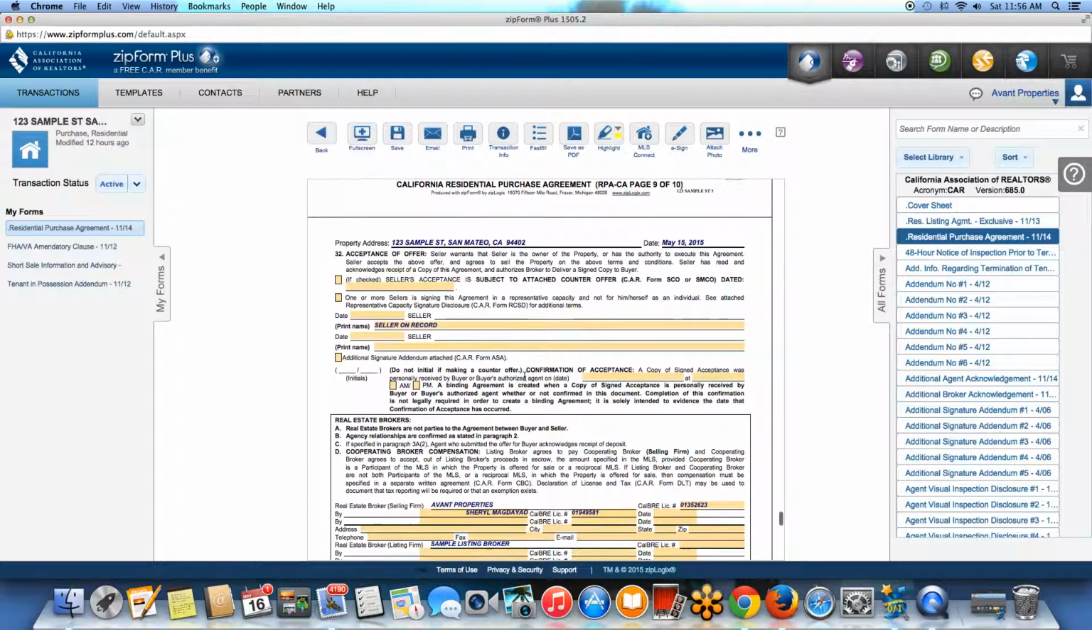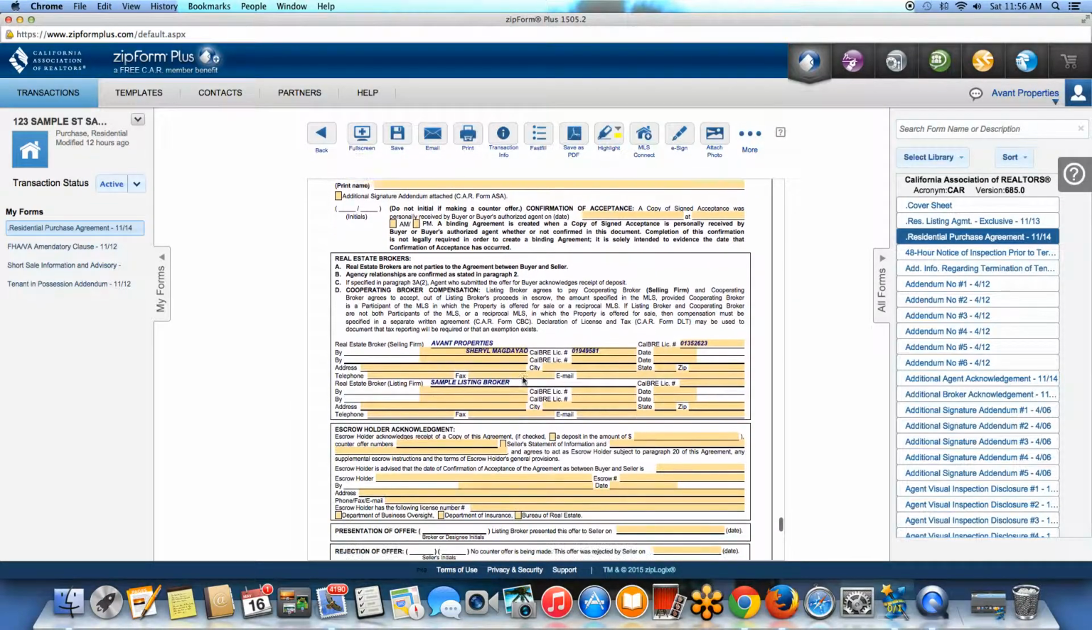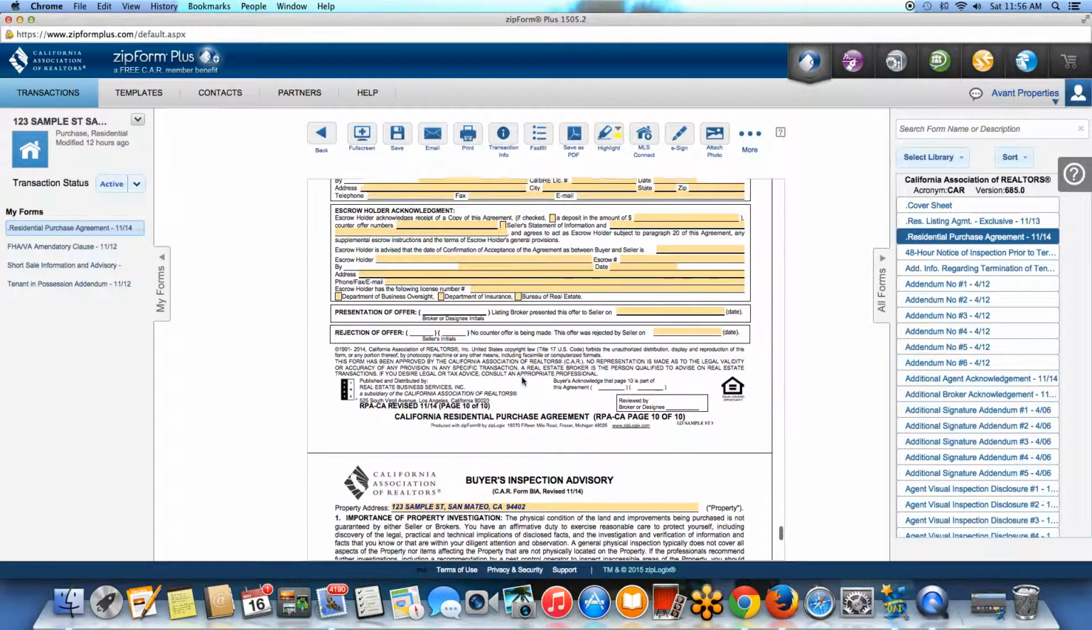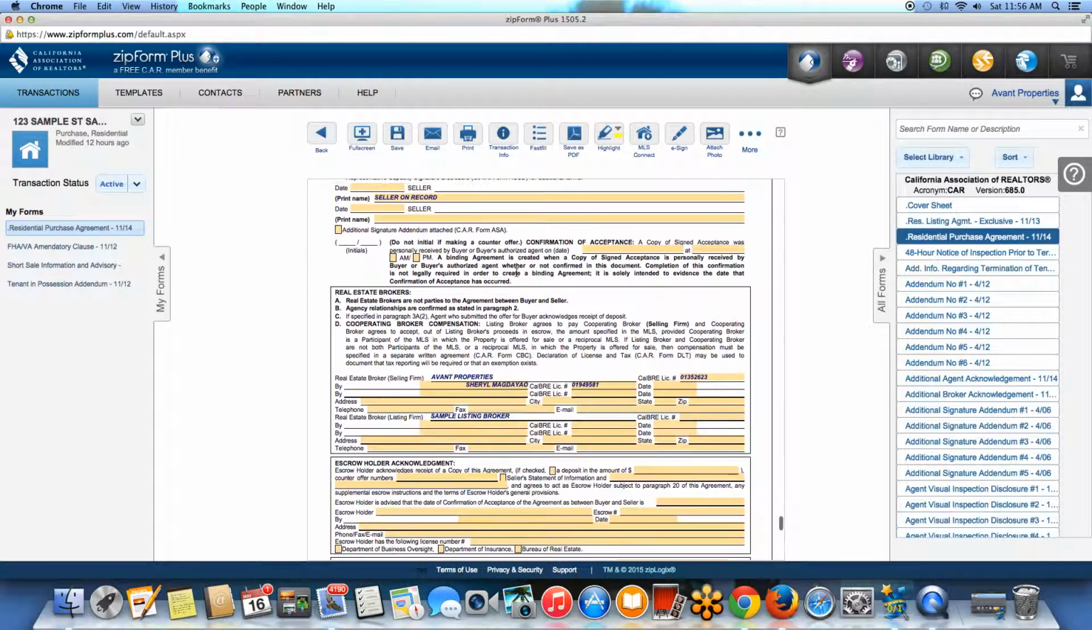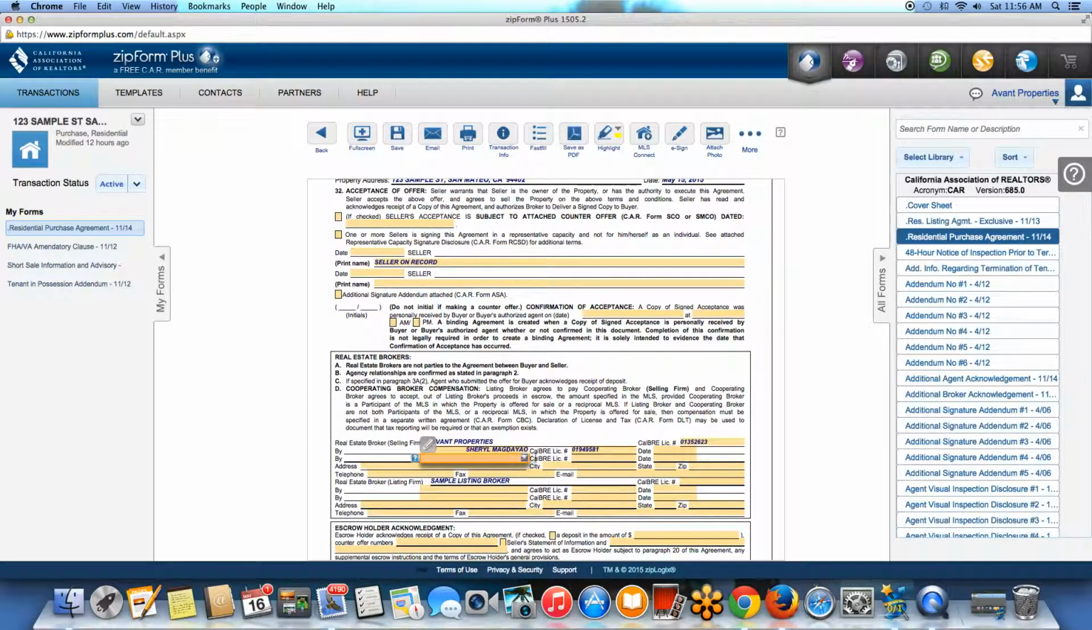And the last one over here is the last page of the actual contract offer. And then you just plug in information here manually. Okay, and so forth.